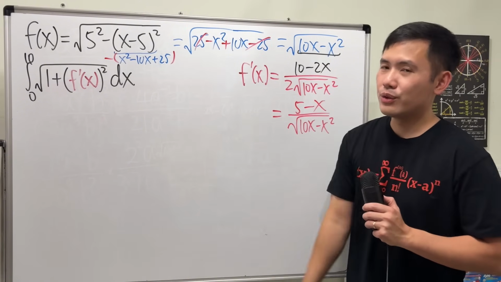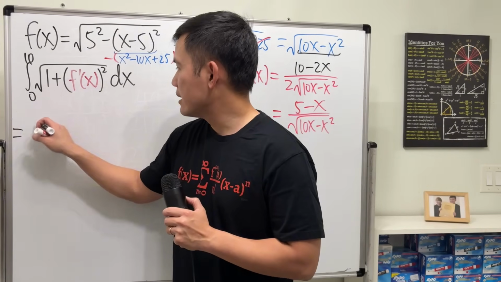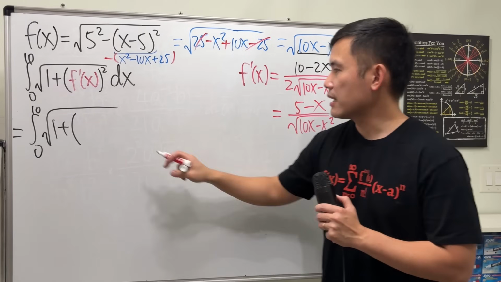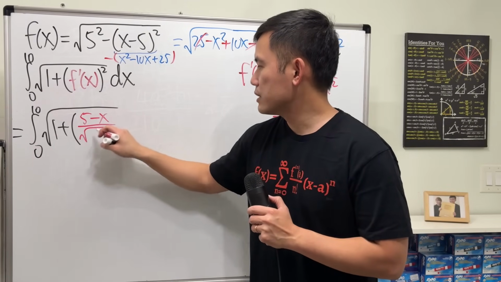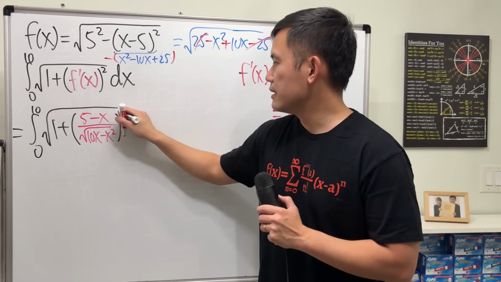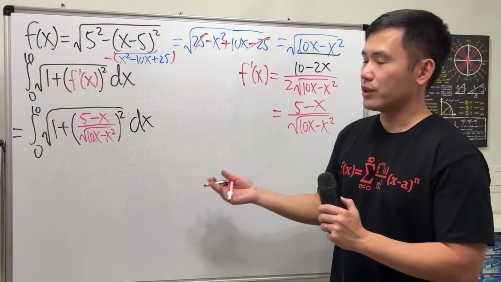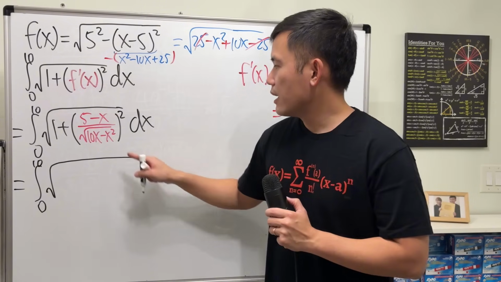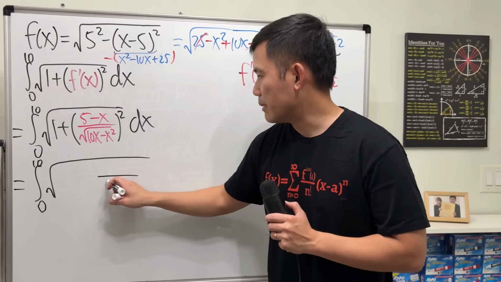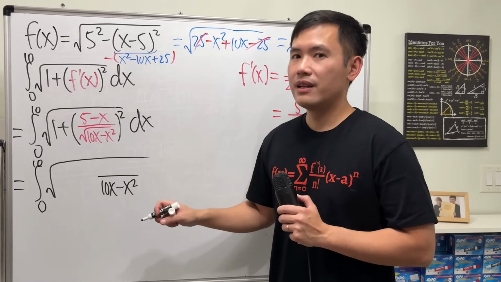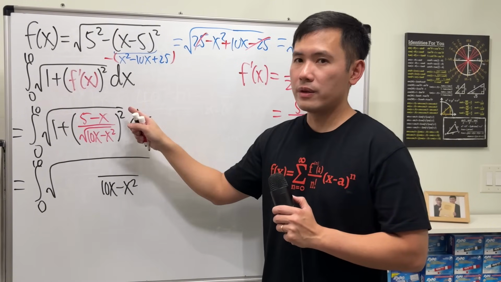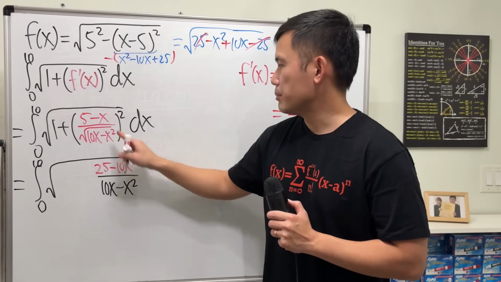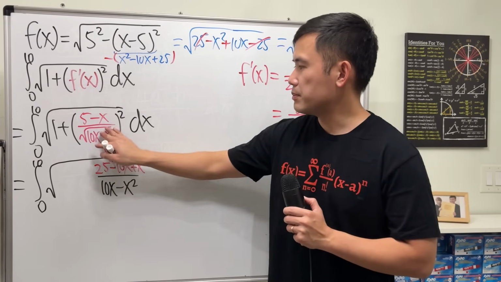Now I'm going to put that down right here into the integral formula. So we are going to get the integral from 0 to 10, square root of 1 plus parentheses with 5 minus x over square root of 10x minus x squared, and then square that, dx. And we just have to work this out. Firstly, let's look at this. Square root cancels, so we have the denominator just 10x minus x squared. Then the top is 5 minus x squared. Expanded, we get 25 minus 2 times this and that, so that's 10x, and then plus this square, so plus x squared. So that's the expansion for that.